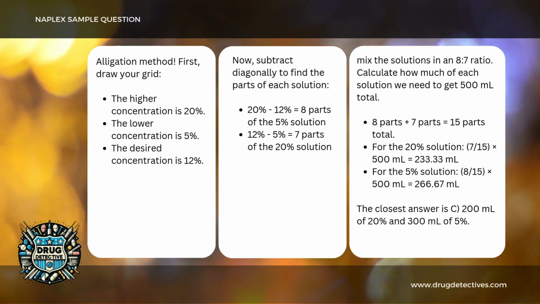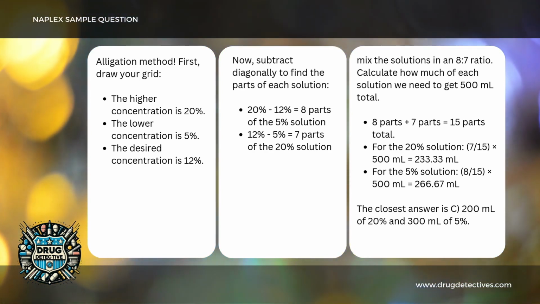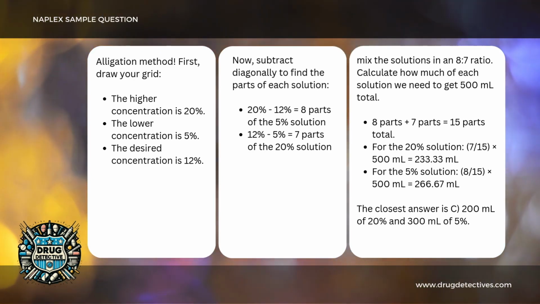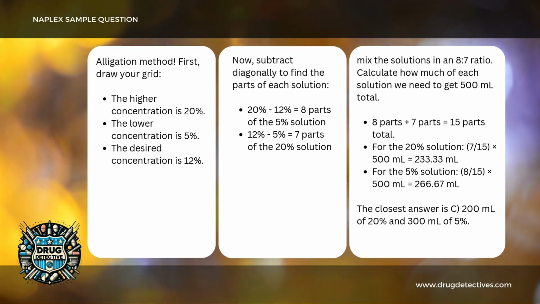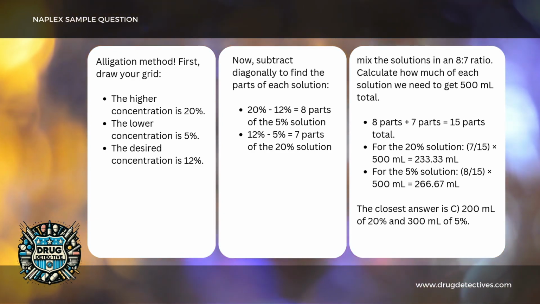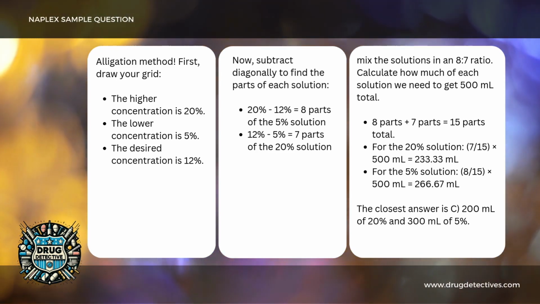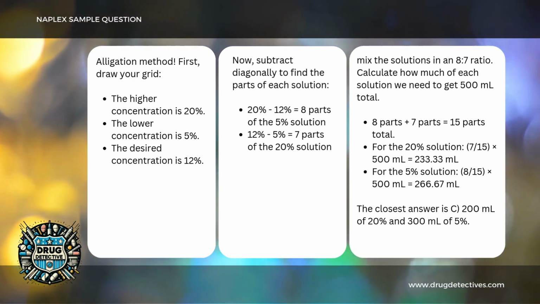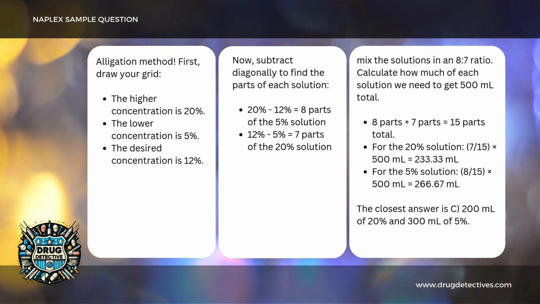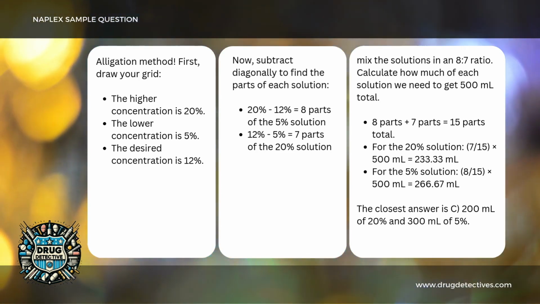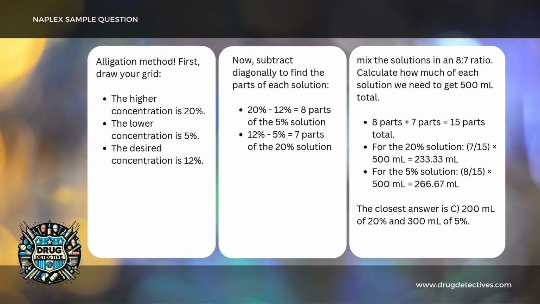Now let's calculate how much of each solution we need to get 500 milliliters total. 8 parts plus 7 parts equals 15 parts total. For the 20% solution, 7/15 times 500 milliliters equals 233.33 milliliters. For the 5% solution, 8/15 times 500 milliliters equals 266.67 milliliters. The closest answer is C, 200 milliliters of 20% and 300 milliliters of 5%.